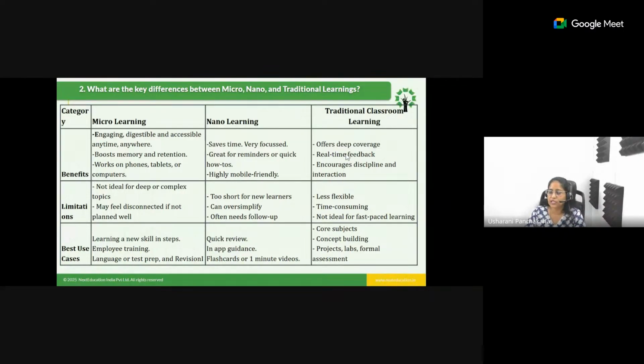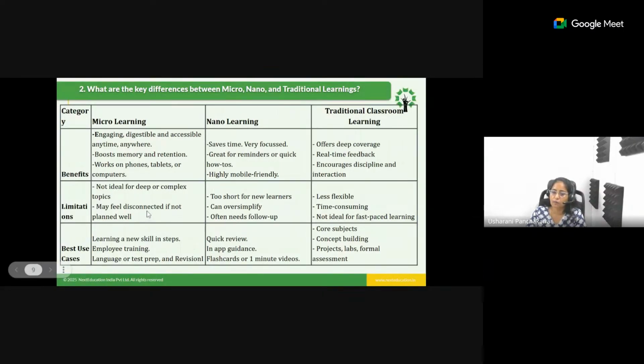Now coming to the next one, limitations. The limitation of micro learning is that it is not ideal for deep or complex topics. If you want to learn at a peripheral level, this is the best one. But if you want to go into depth of that content, obviously this is not the right one. Learners may also feel disconnected if it's not planned.